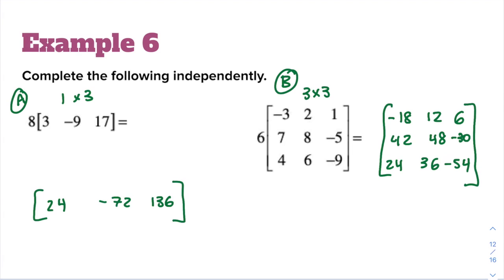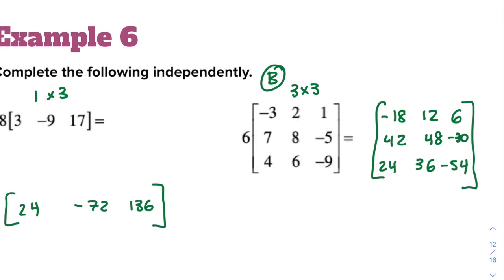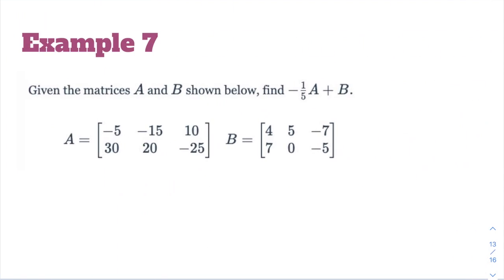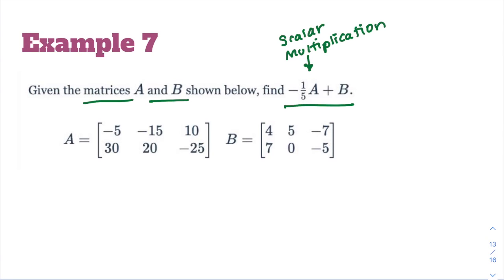Now, the last 3 examples we're doing are basically applications of the knowledge that we just practiced. So example 7, it says, given matrices A and B, shown below, find -1/5 times A plus B. So this is a combination of scalar multiplication, which I'm going to do on matrix A, and addition of matrices.